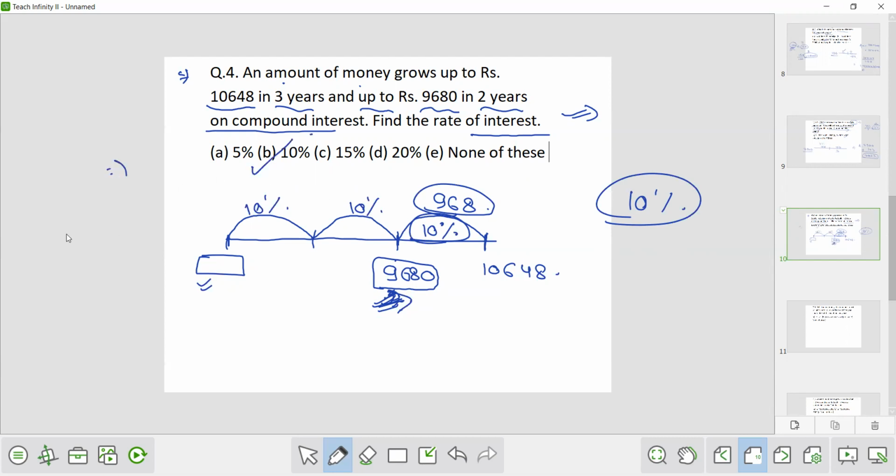Now many people will apply a lot of formula for such type of questions, but if you are thorough with the concept, you don't require any formula. Simply you look at this, that how much is the increase. So increase for 1 year is 968, and the principal was 9,680 for that year. So this is 10%. So the rate of interest came out to be 10% for this year, because the rate of interest is a constant. It doesn't get changed. Only the principal gets changed in compound interest. The rate of interest is constant.